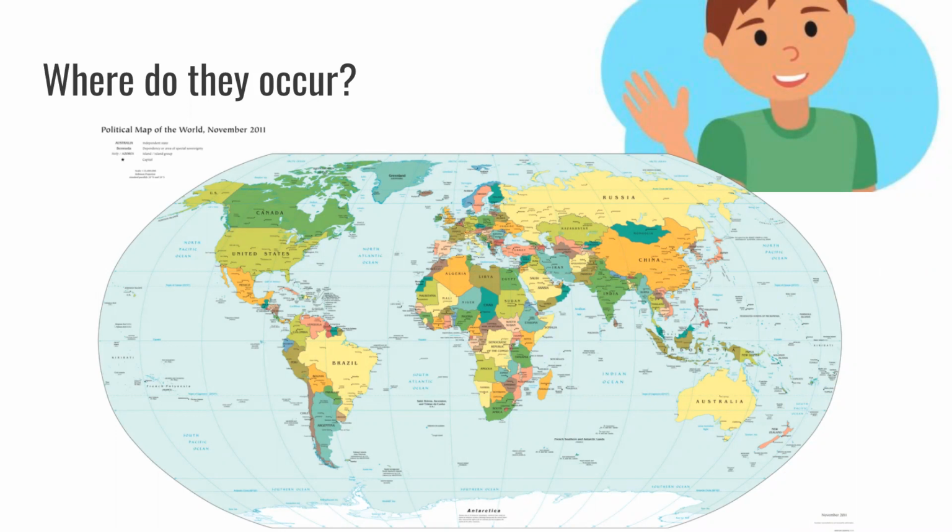Bed bugs, their range or where they occur, is pretty much the whole world. And that's because they hang out with humans. So anywhere that humans are, which is their host, bed bugs can be. So they've been found all over the world in almost every area that's been colonized or that people live in.